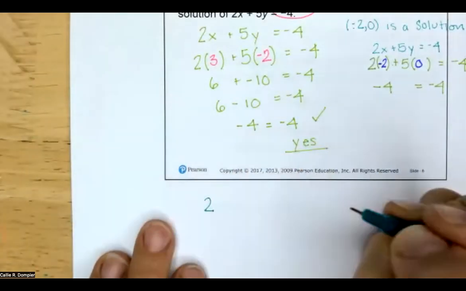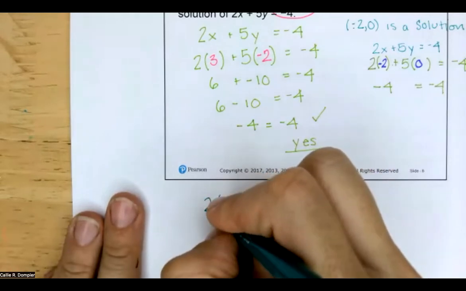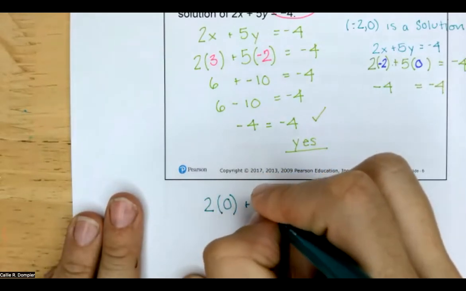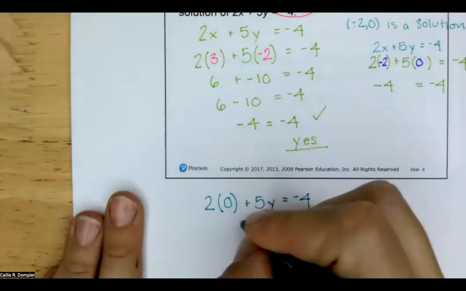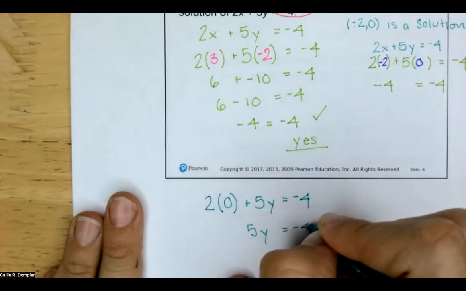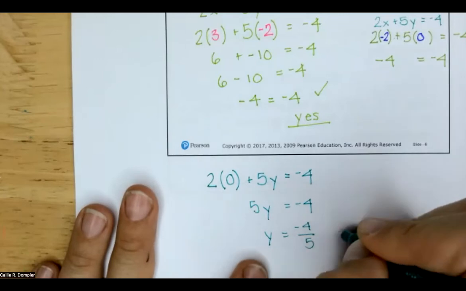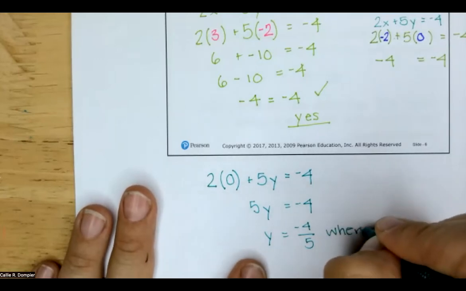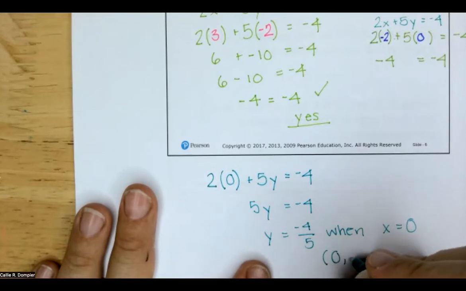So we can make up any point and decide whether or not it's true, or we can just say when x is 0, for example, and I don't know what y is, I can find y. That would be 5y equals -4. So y equals -4/5 when x equals 0. So that means that's the point 0, -4/5. So you can do that with any number.